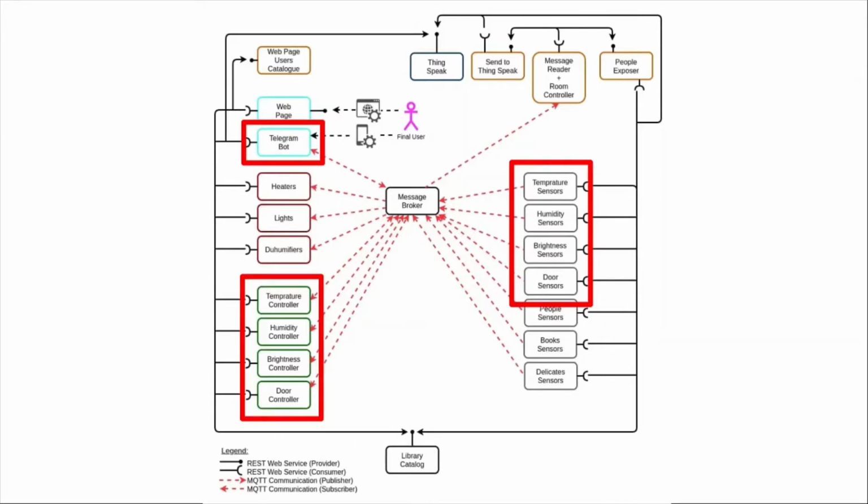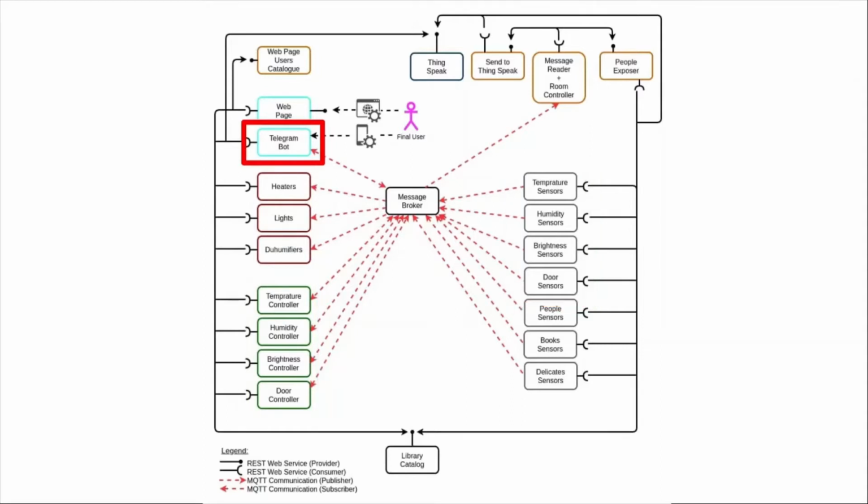Telegram bot is one of the microservices inside our IoT system. In particular, it simulates a mobile application for a final user. If a final user registers as admin, they can change the status of some actuators inside our library.